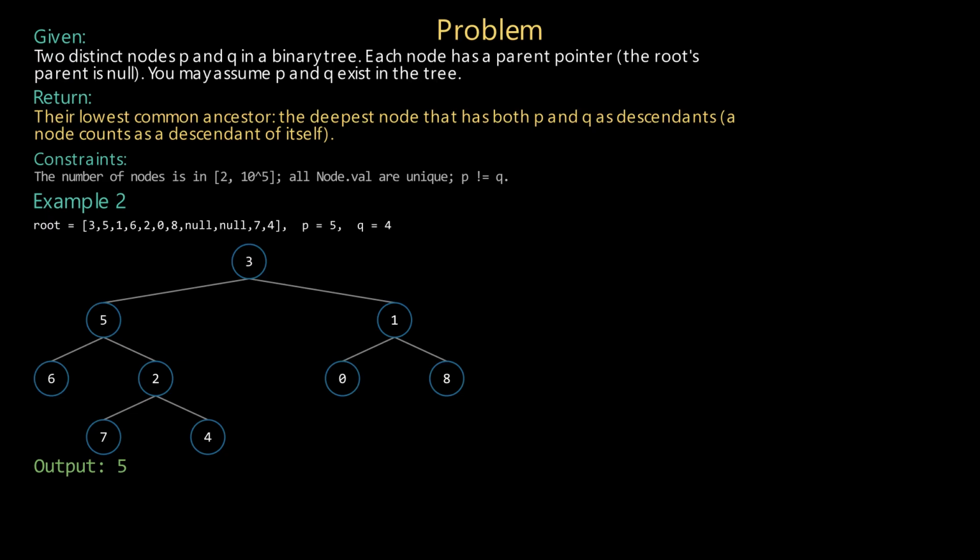Example 2: P is the node with value 5 and Q is the node with value 4. Ancestors of P include 5 and 3. Walking up from Q you visit 4, then 2, then 5. The first node that appears in both upward walks is 5. When one target is an ancestor of the other, that ancestor is the lowest common ancestor.